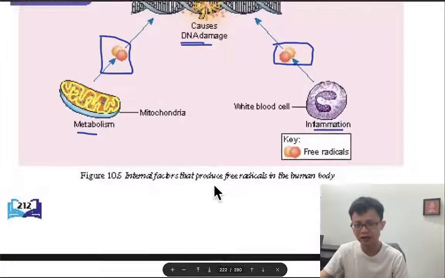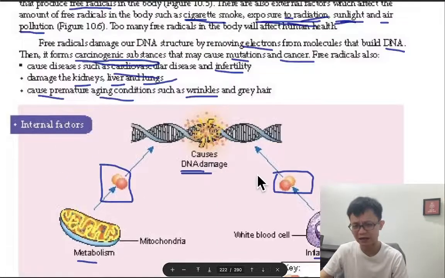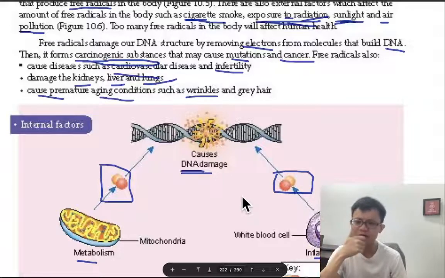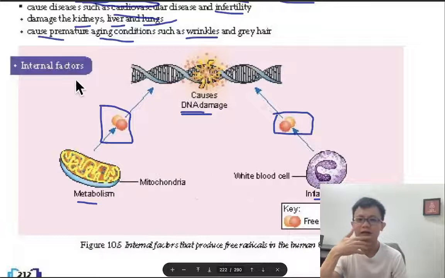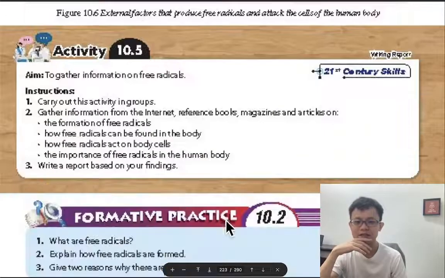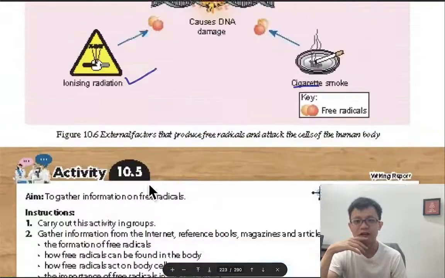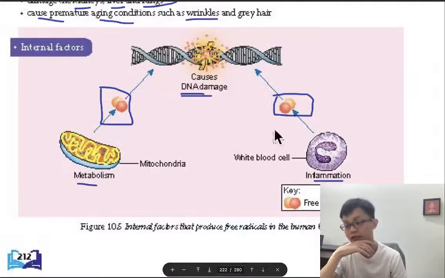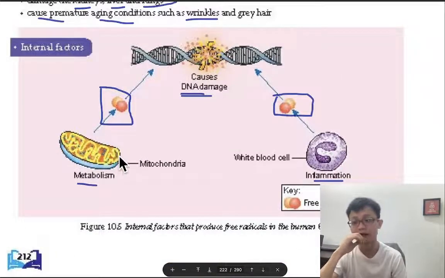But I don't know why the book didn't write it here. Maybe they're scared I'm wrong. But cannot be. Free radicals come from the body. So anyway, you just say, give two reasons for free radicals. One of them is an external reason. The internal reason is probably due to, for example, the food that we consume, the unhealthy food like fried food, that actually causes the metabolism and so on.